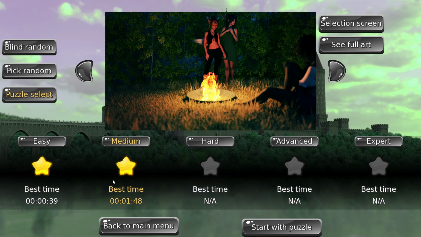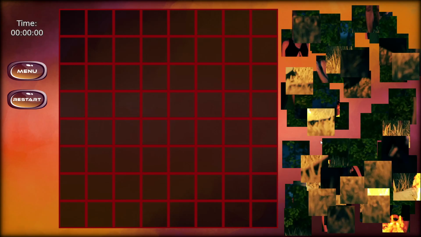Okay, you can see I took about twice the time for the medium difficulty. Let's see how long it takes me on hard. I did this puzzle on hard. I never did a puzzle on advanced. Yeah, okay. Let's get into it.